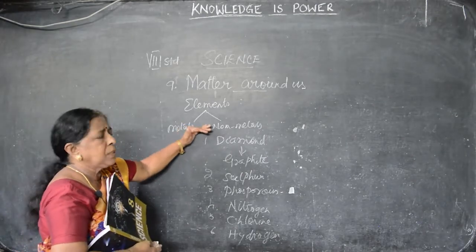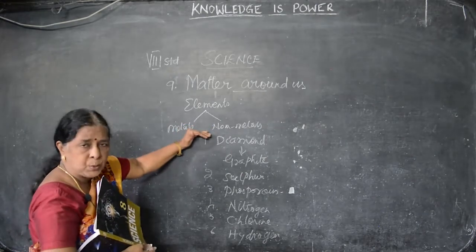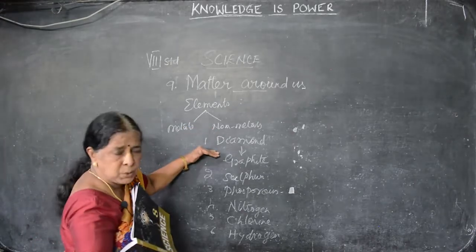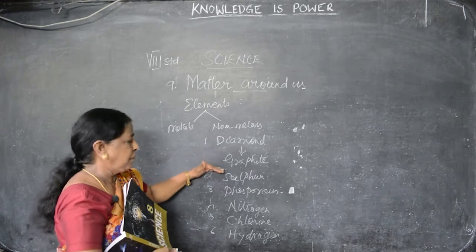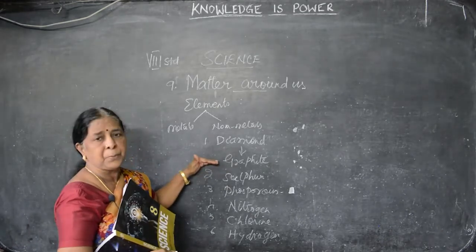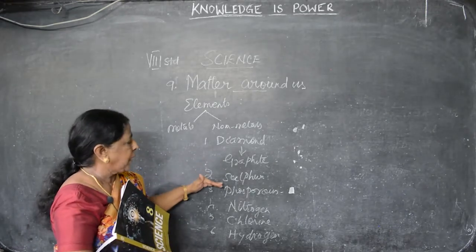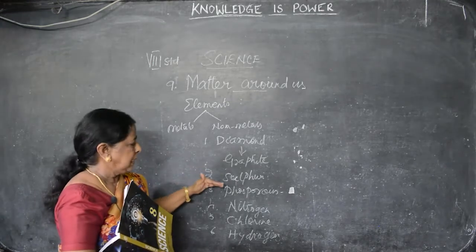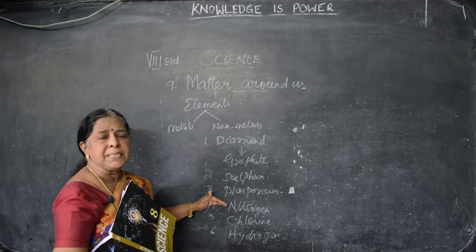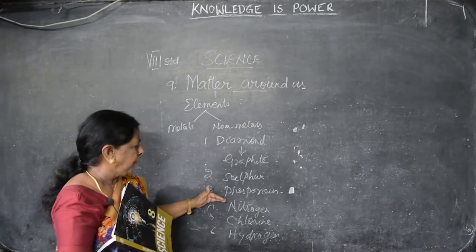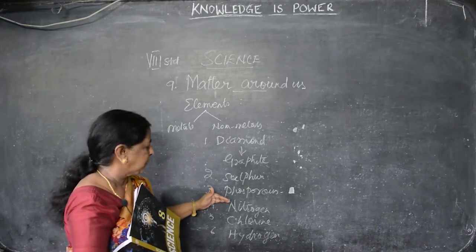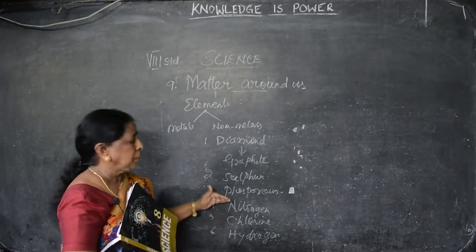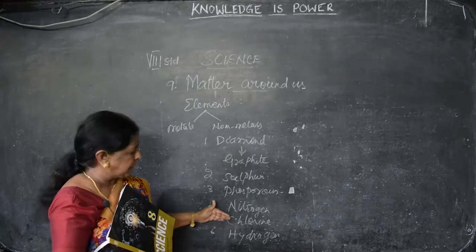So, what are the non-metals you have seen? Diamond is used for jewelry. One of the forms of carbon is graphite, used for industrial purposes. Sulfur is used for vulcanizing rubber and the production of rubber. Phosphorus is used in the match industry and crackers and other things. Nitrogen is used in the preparation of ammonia, and it also helps in protein synthesis. Chlorine purifies the water, and it is used in the preparation of bleaching powder.